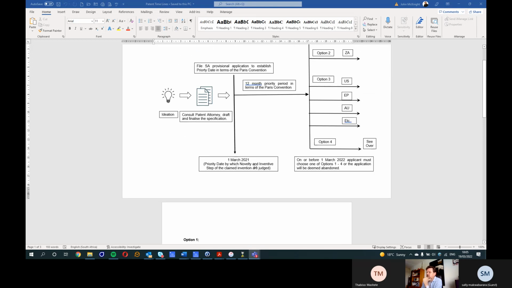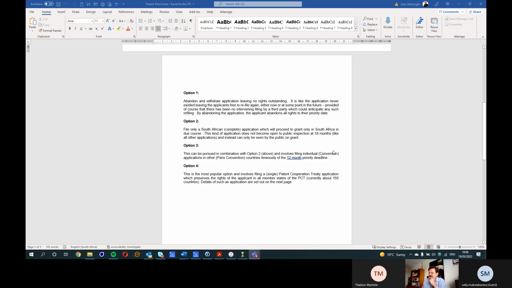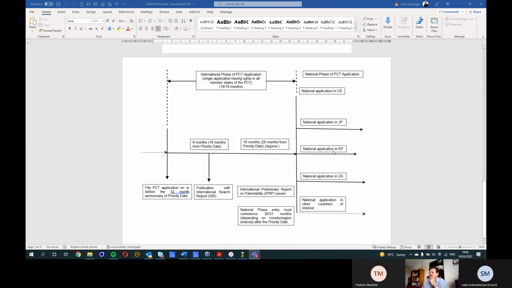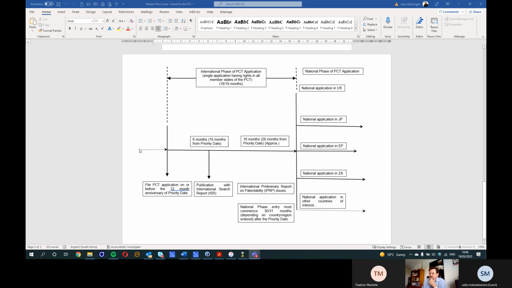So what happens is you'll have filed your provisional, just one application, and then at this time you'll say, you know what, this application is really looking good. I think I might want to file it in the US, or in Europe, et cetera. So what I'm going to do is file a PCT application. You file a PCT application on or before the 12-month anniversary of the priority date.